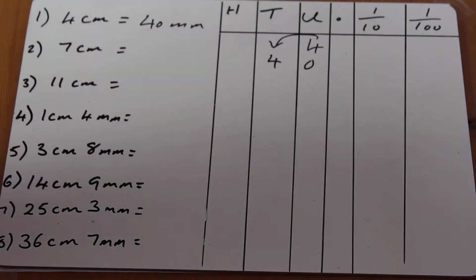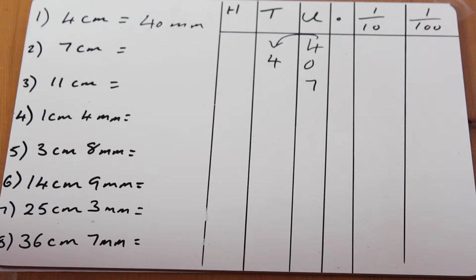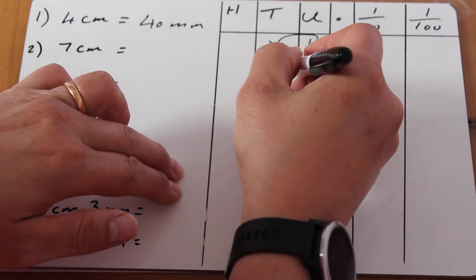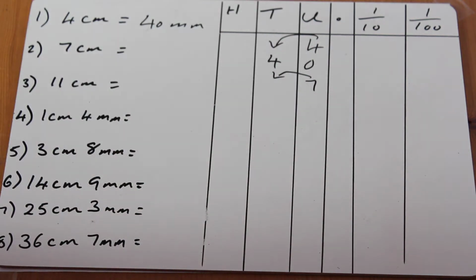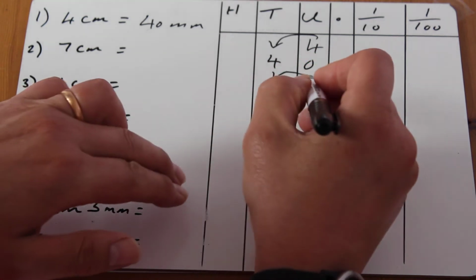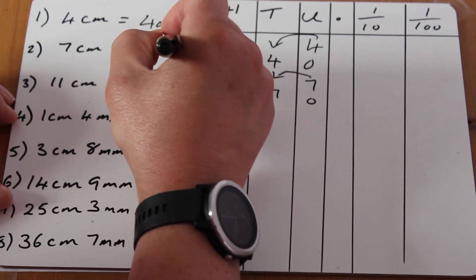I now do exactly the same thing with the 7 centimetres. I put the 7 in here. I need to make it 10 times bigger because there are 10 millimetres to every centimetre. So that means my 7 jumps into there, and I now put a 0 underneath there, so that gives me 70 millimetres.